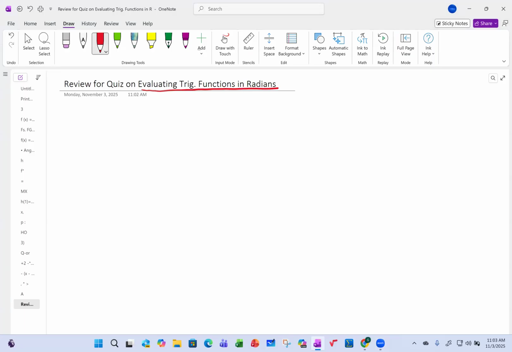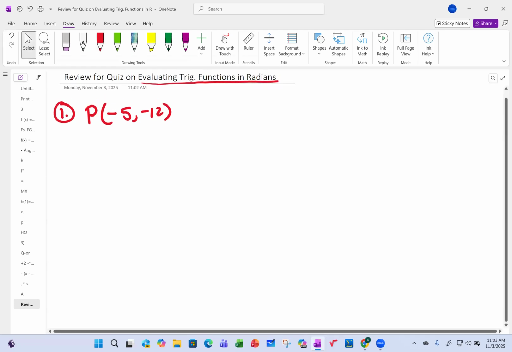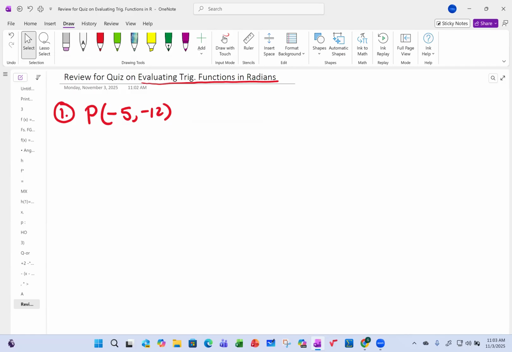So the very first question is I'll give you an ordered pair of point. Let's make this here -5, -12, and we're to graph that point and find the value of sine theta, cosine theta, tangent theta, etc. So pause the video and see if you can do that. And when you're finished, play the video to check your solutions.